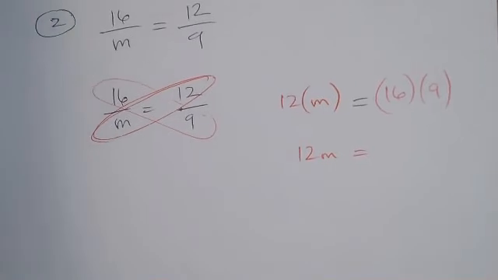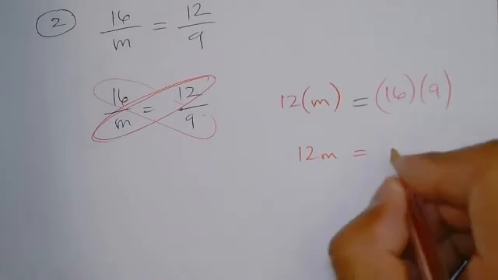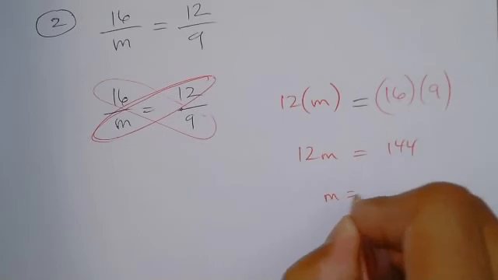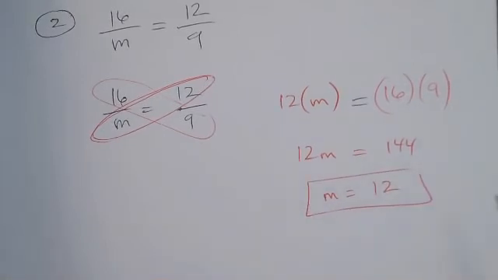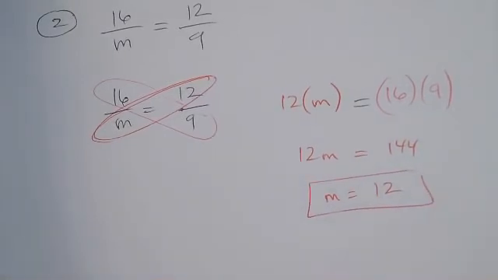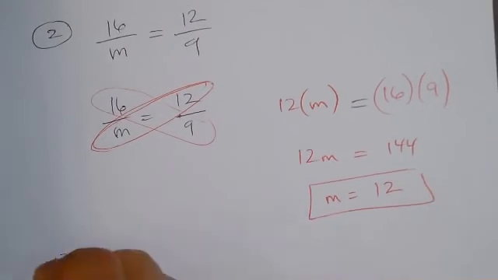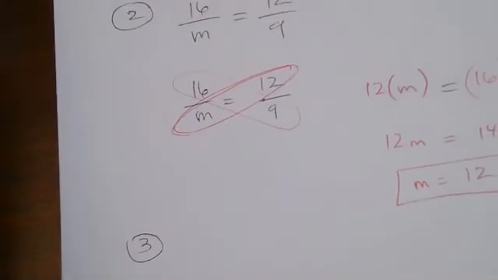I don't know what 16 times 9 is. Is it 144? You get 12, right? Yes. You're not always going to get perfect answers, right? You're going to get some fractions sometimes. But how would you do this one?